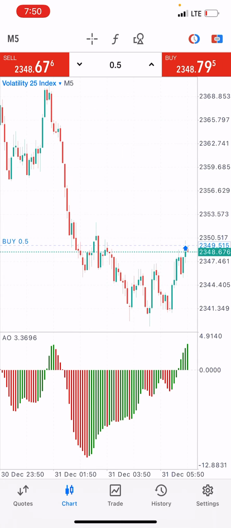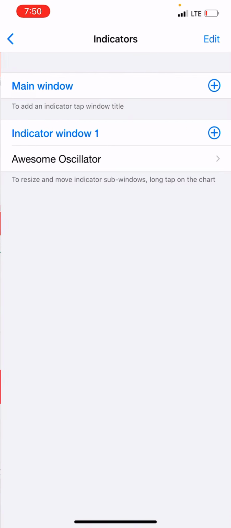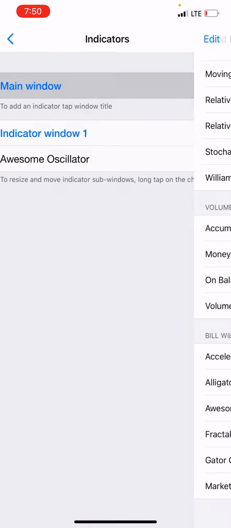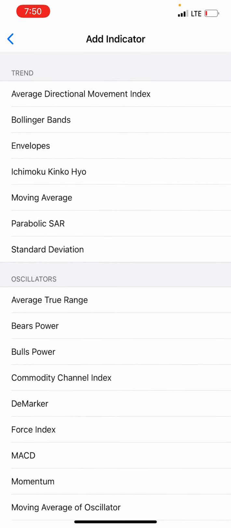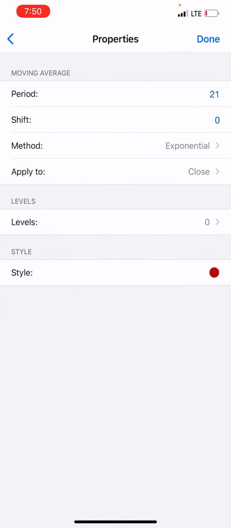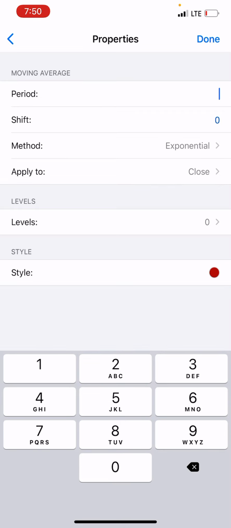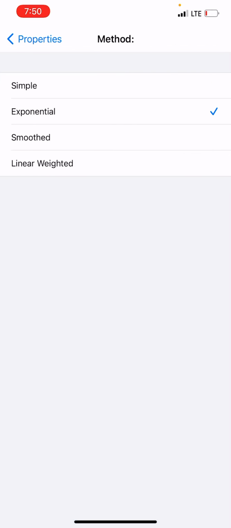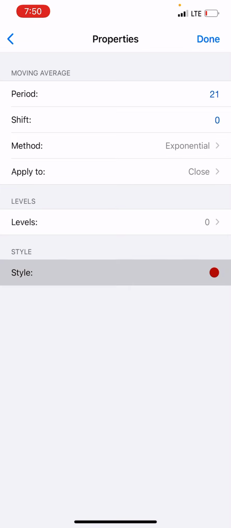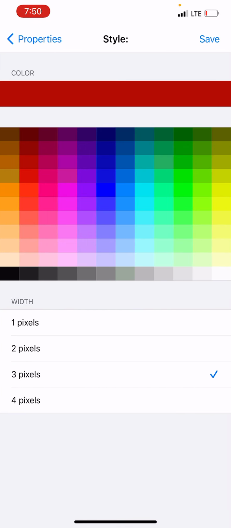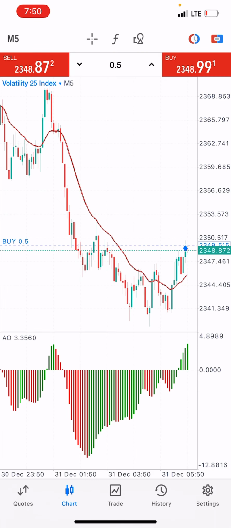Then the next indicator you will need, guys, is the moving average. On the main window, you look for the moving average. You set the period to 21, then shift 0, method exponential, apply to close. Let's take red, 3 pixel for the style. You click save, then you're done.